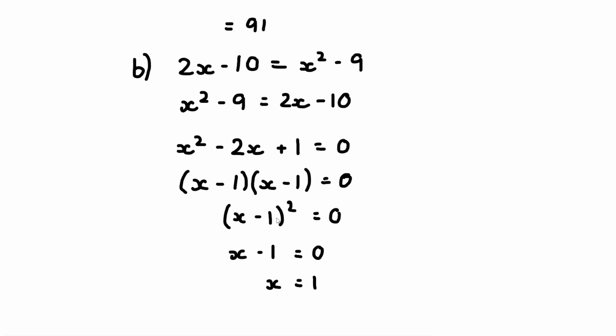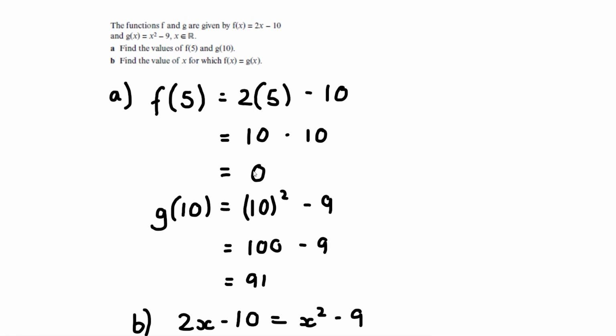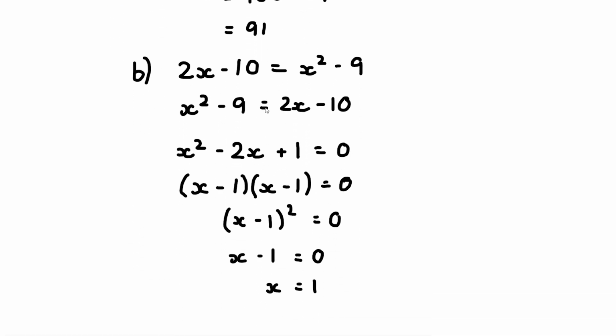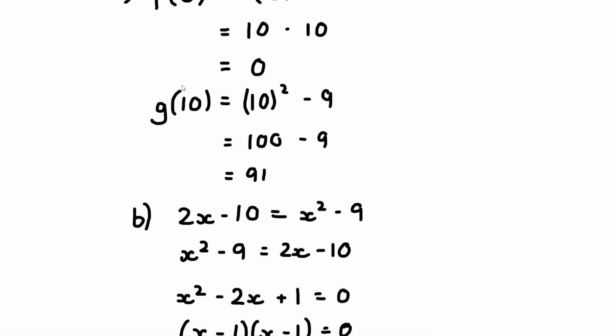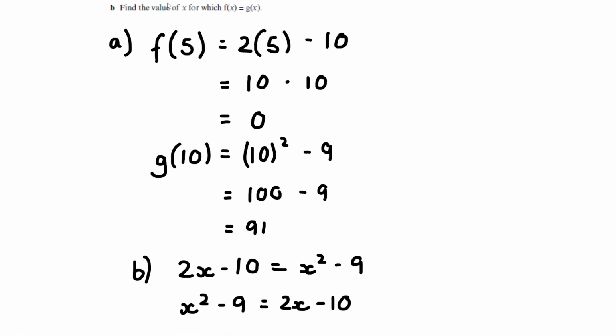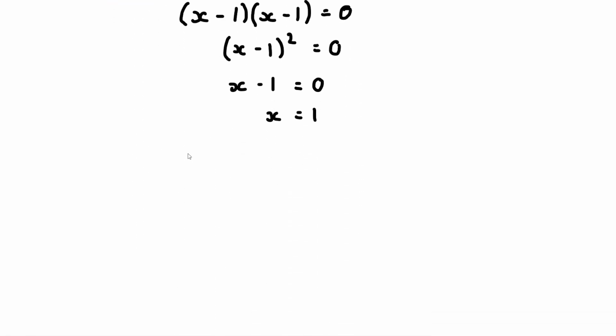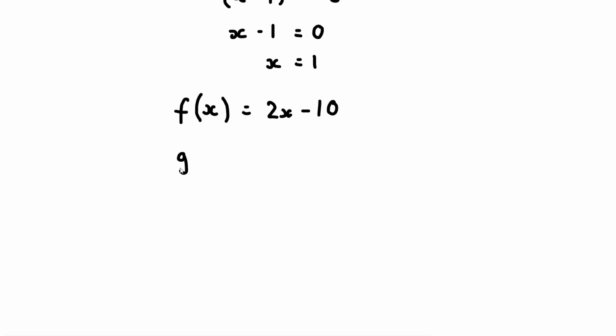So this value, x equals 1, is the value where f of x is equal to g of x. And you can check this by subbing it in if you really want to. So let's say we do sub it in. We know that f of x equals 2x minus 10, and we know that g of x is x squared minus 9, right? So let's sub in 1 to both of these.